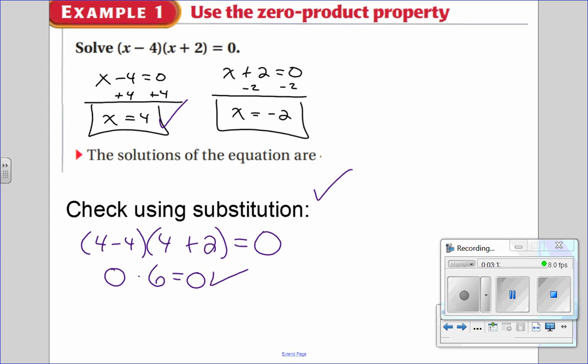Let's see if the negative 2 solution works. Negative 2 minus 4, negative 2 plus 2. What is negative 2 minus 4? What's negative 2 plus 2? Is that going to work out to be 0? Yeah. So both of my solutions work. It's probably the only one we will check our answer on today, just to prove how the zero product property ends up working out.